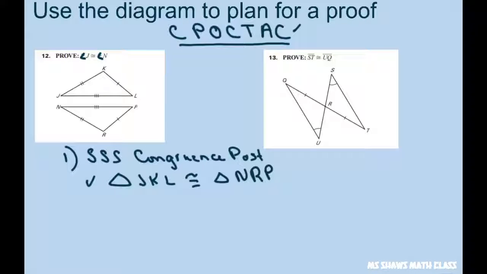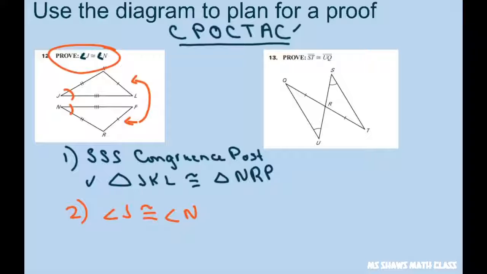So now I have two congruent triangles. What this says is that since the triangles are congruent, meaning I can take this triangle here and place it on top of this triangle and everything should match up, because congruent means same size, same shape. So that means my angles are congruent. So I could say that my angle J here is congruent to angle N, and that's because of corresponding parts of congruent triangles are congruent.